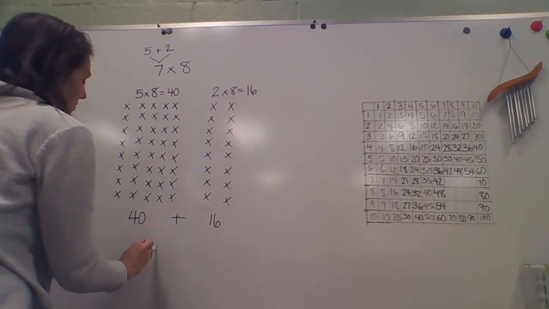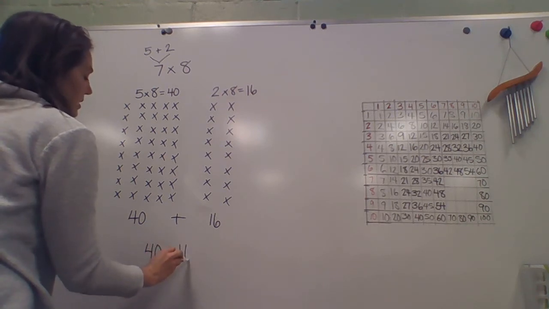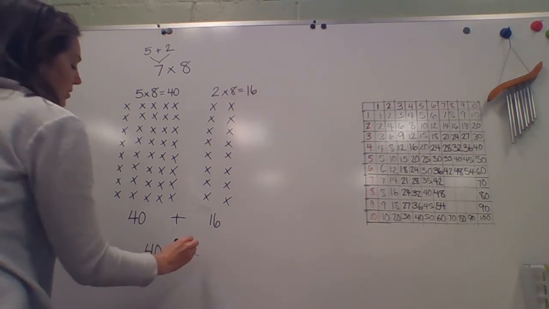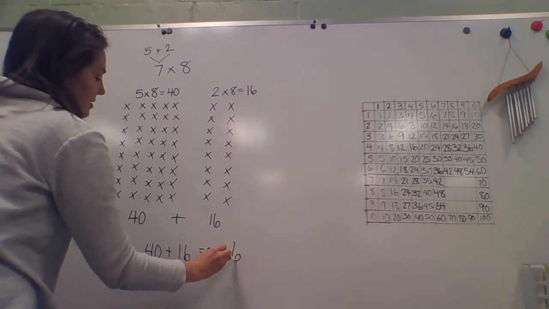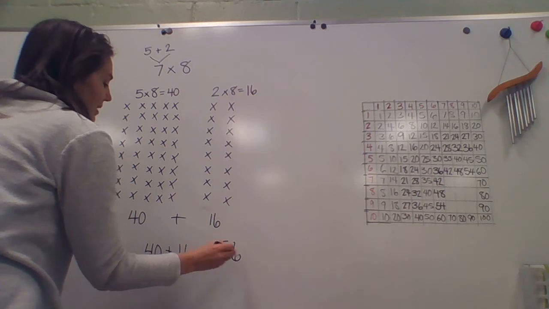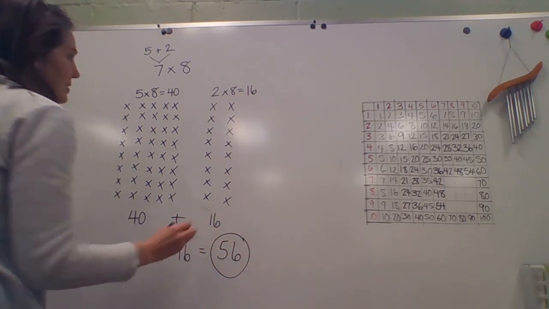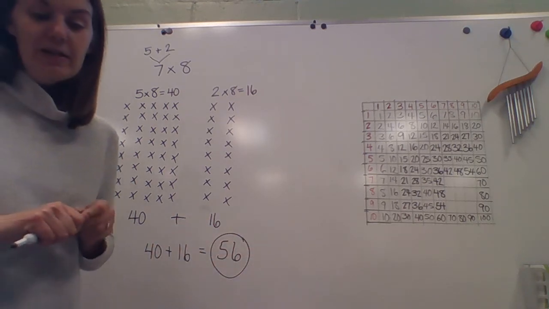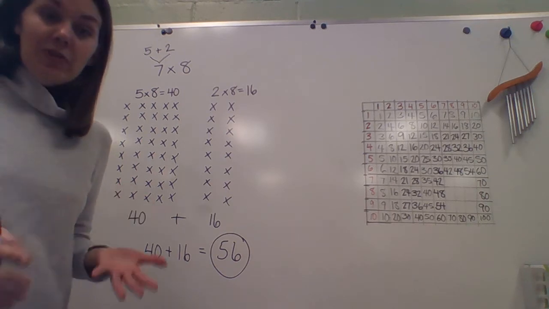So 40 plus 16. We have 6 and 0 in the ones place, so that would give me 6 ones. 4 tens plus 1 more 10 would make it 5 tens. So 7 times 8 would equal 56. So that's the first model.